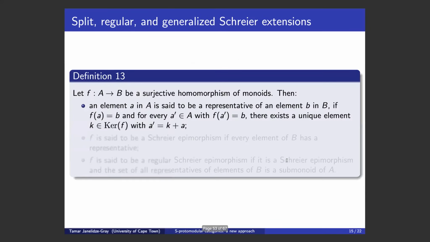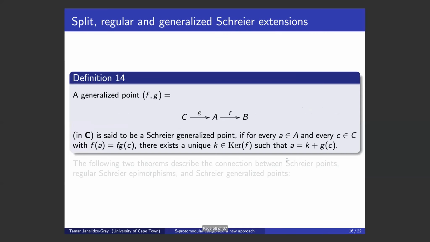All right, and now we're going to introduce what we call a Schreier generalized point. Given a generalized point, Fg, again a composable pair of homomorphisms such that Fg is a pullback stable regular epimorphism, it is said to be a Schreier generalized point if for every element A in A and every element C in C with F(A) equals Fg(C), there exists a unique element K in the kernel of F such that A is equal to K plus G(C).